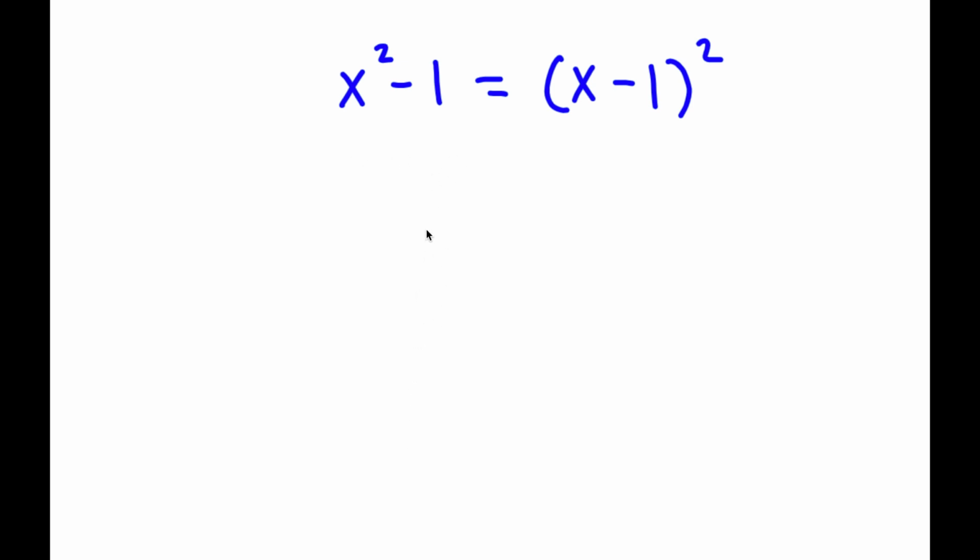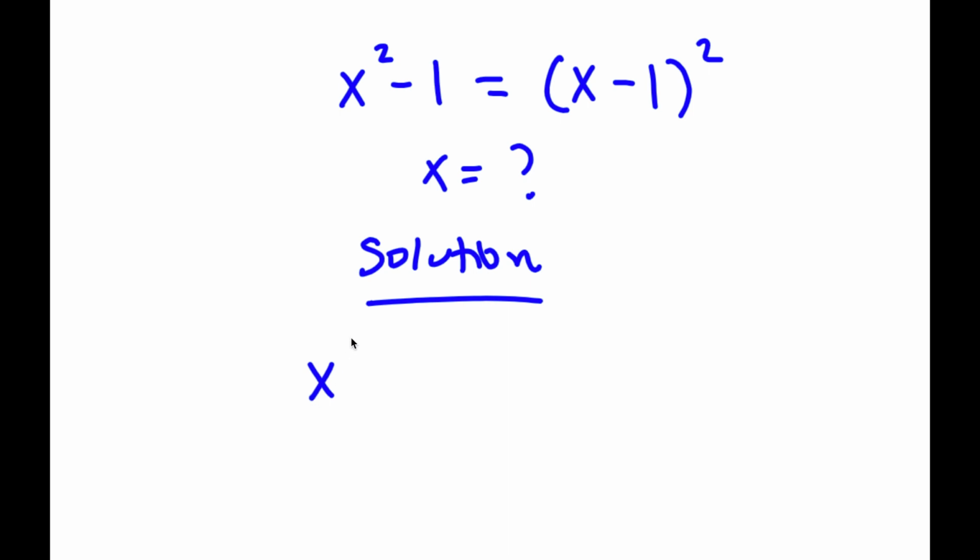Alright, so in this problem, I have x squared minus 1 is equal to x minus 1 squared. So I want to find the value of x here. So to start my solution, first start with x squared minus 1 is equal to x minus 1 squared.